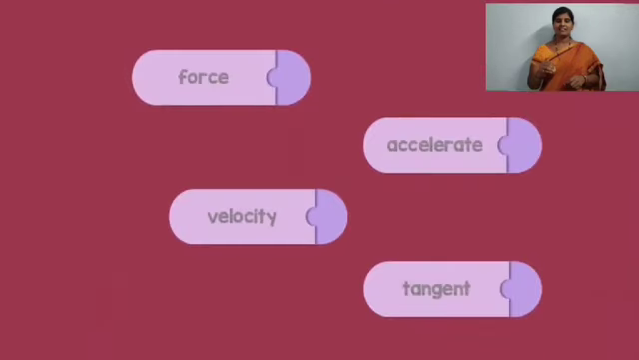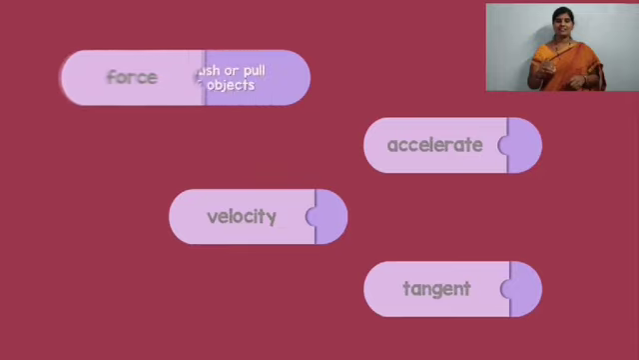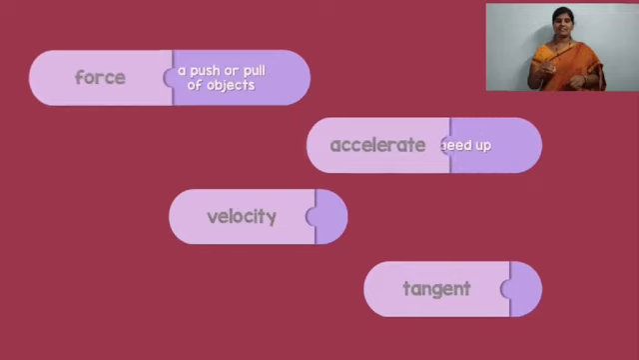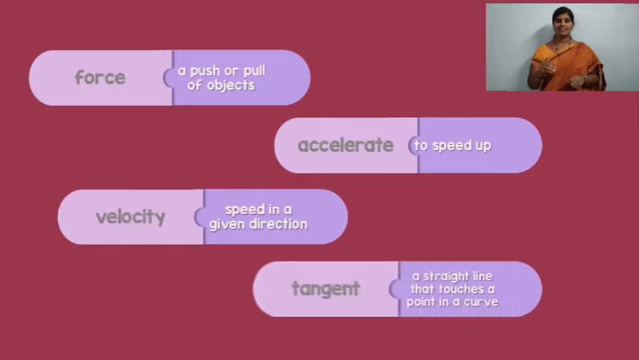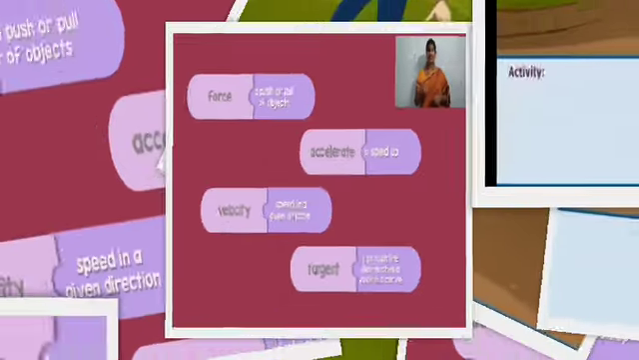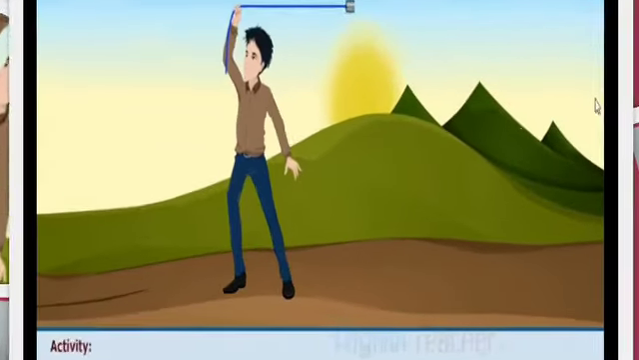Here are a few terms that we'll encounter later. For a better understanding of our topic, let us first define these terms. First, we have the word force. Force is just a push or pull on objects. Next is accelerate. It means to speed up. Then we have velocity. It is the speed of something in a given direction. Next is tangent. It is a straight line that touches, but does not intersect, a curve at a point.